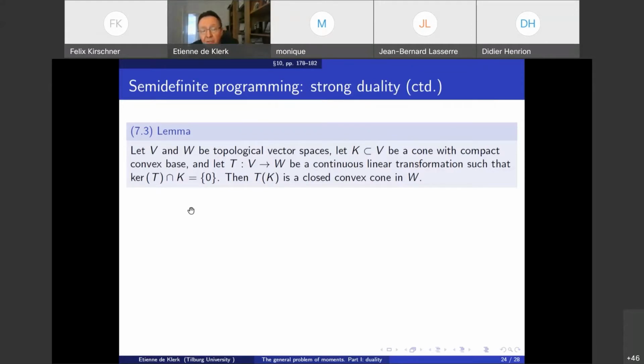So remember, our sufficient condition for strong duality is that something of this form has to be closed. So here we're going to get this from this lemma.